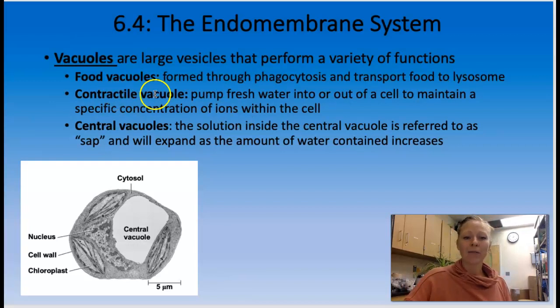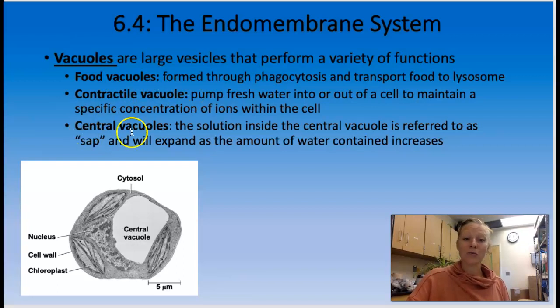We have contractile vacuoles, which are going to pump fresh water into or out of a cell, and it's going to help it to maintain a specific ion concentration. So if an organism is living in salt water and it needs to have a certain amount of fresh water within it, it's going to have those contractile vacuoles, which will pump water in or out.